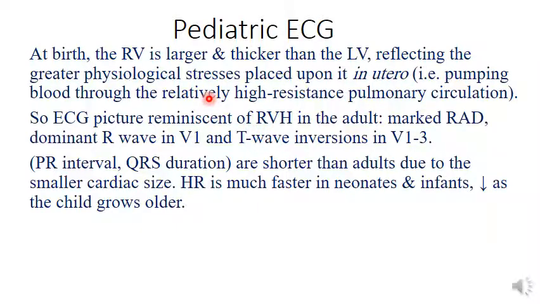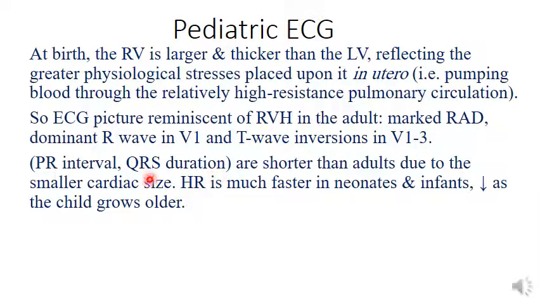As you see here, at birth the right ventricle is larger and thicker than the left ventricle. So the major work lies on the right ventricle because it pushes blood against high pulmonary resistance. So on the ECG you may see a picture of right ventricular hypertrophy as in adults, with marked right axis deviation, dominant R wave in V1, and T wave inversion from V1 to V3.